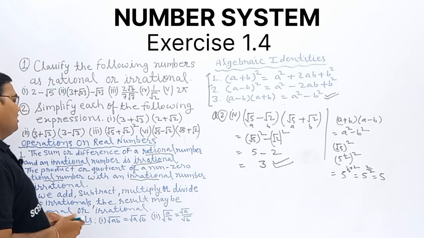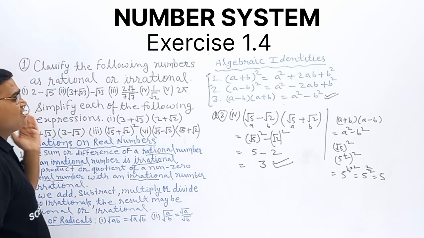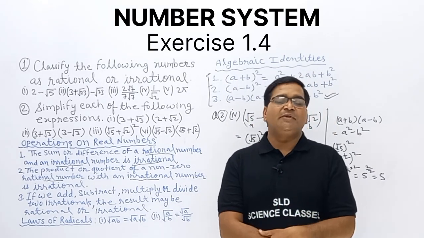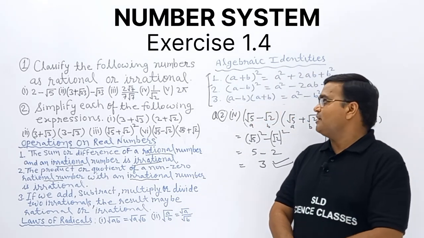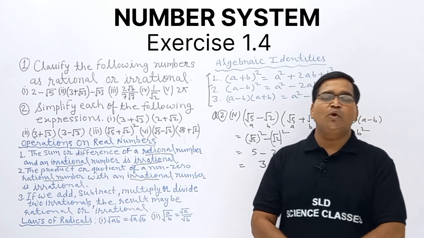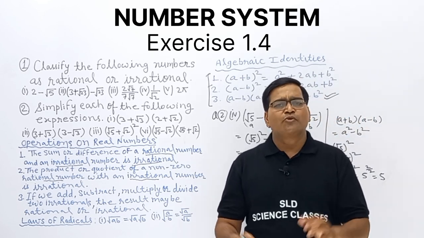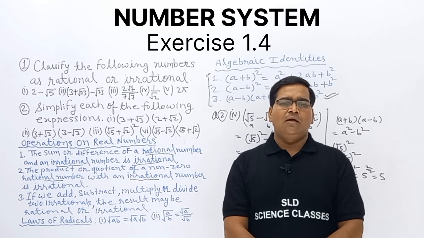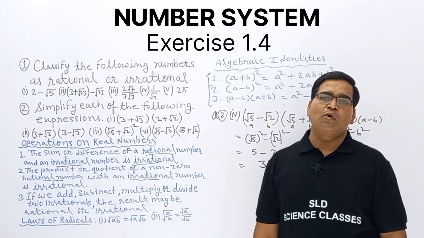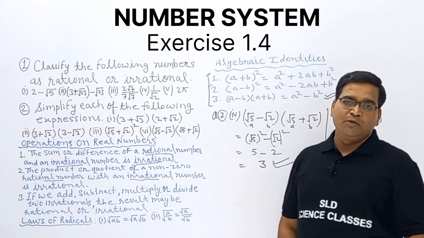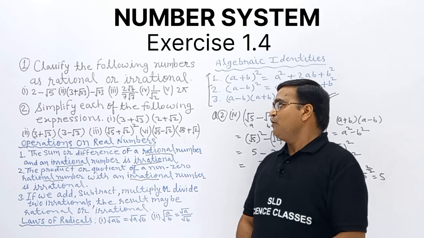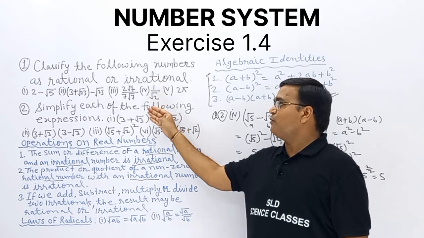So in this exercise 1.4 of the number system in your standard, we are having in this chapter 5 exercises, 1.1 to 1.5. Almost all exercises are completed. Few questions are remaining. One by one I am going to solve all these questions. So today in this class we discussed exercise 1.4 with 2 questions, question number 1 and question number 2.